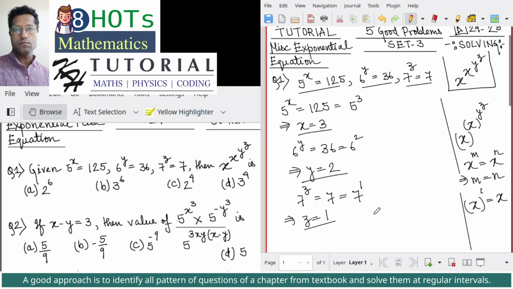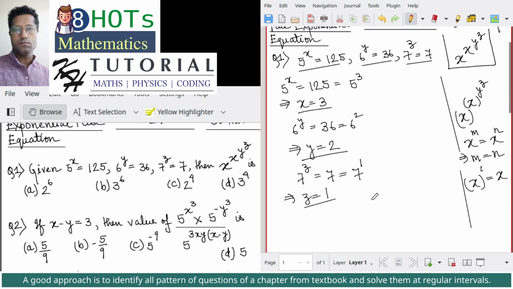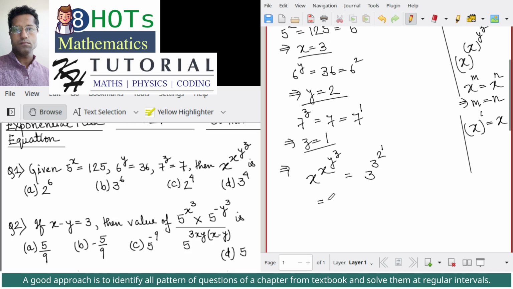Now it is asking what is the value of the given complex exponential term. So x to the power y to the power z becomes, what is x? 3. This is actually 3 to the power 3 to the power y, which is 2, and y to the power z, and z is 1. This is actually, if you write it in a more readable format, this expression may seem complex, and maybe it is hard to understand.